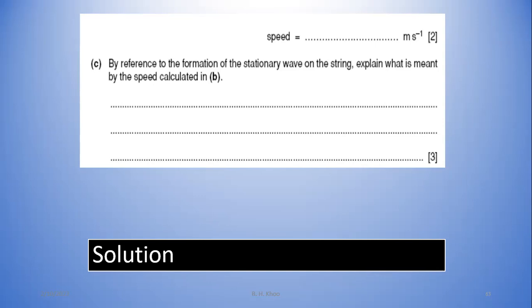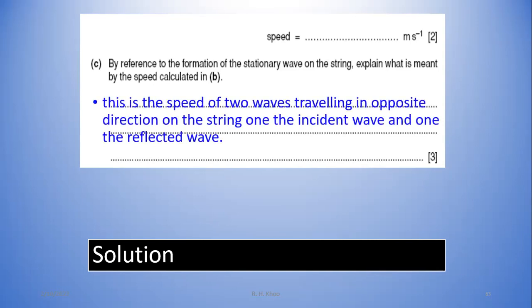No need to go to that great detail lah. It's just the speed of the incident and reflected wave. That's not good enough. Right? This is the speed of two waves traveling in opposite direction. Okay. Okay.